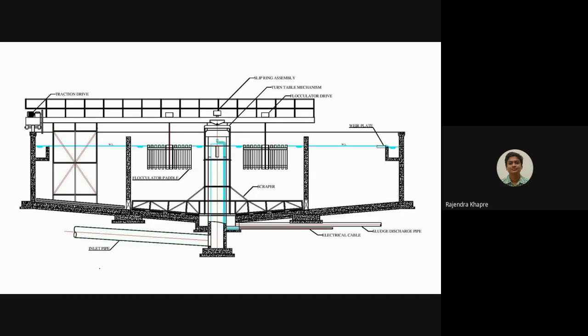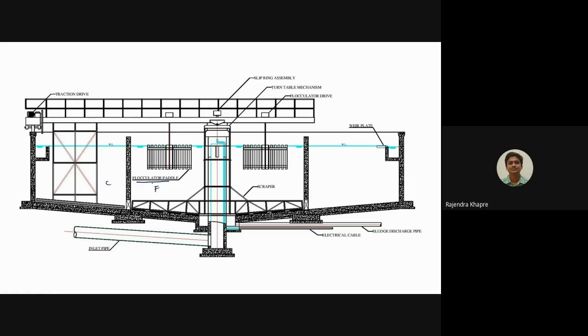It has got two units. One is the clarifier and second one is the flocculator. Okay. So here you can see in this particular picture, these are the flocculation paddles. So there are two sections. This is the flocculator, and this is a clarifier.